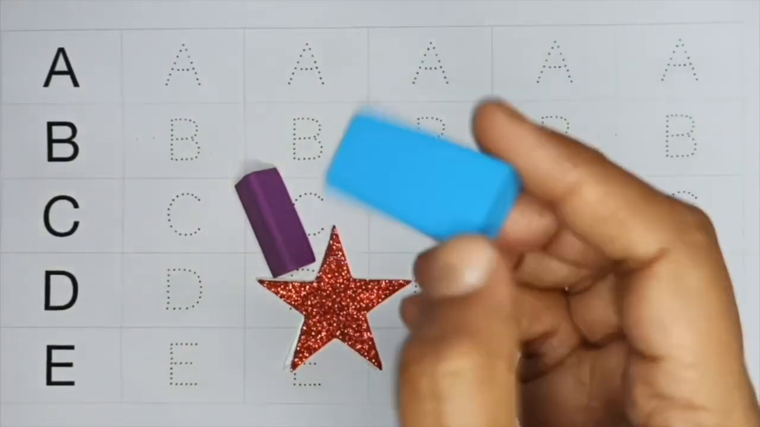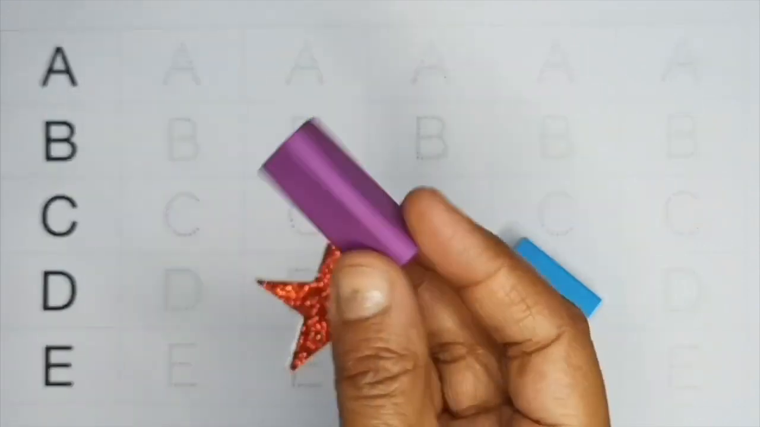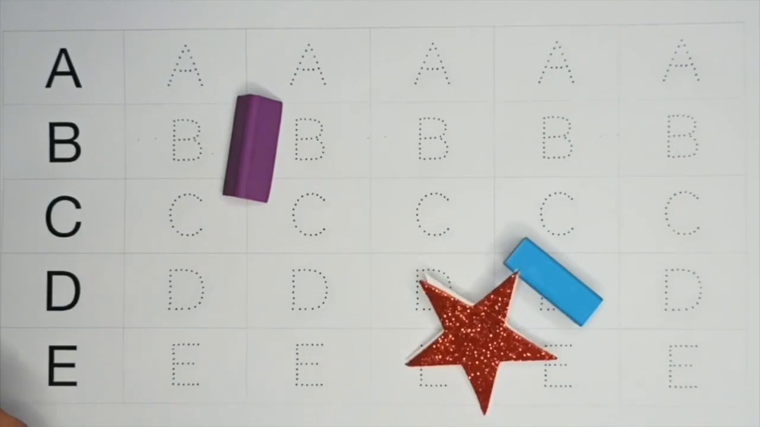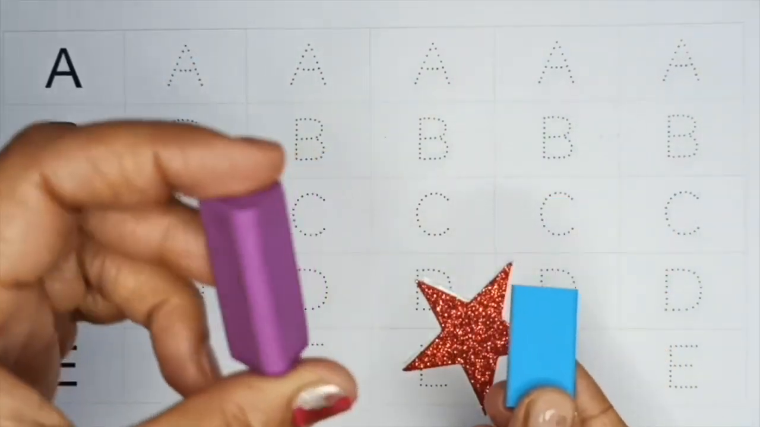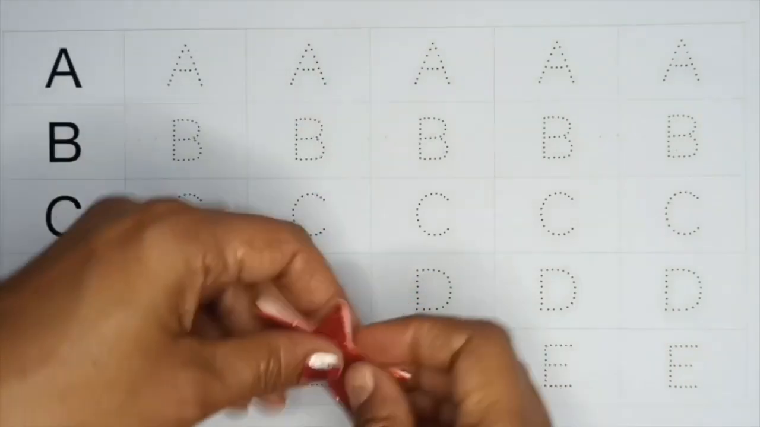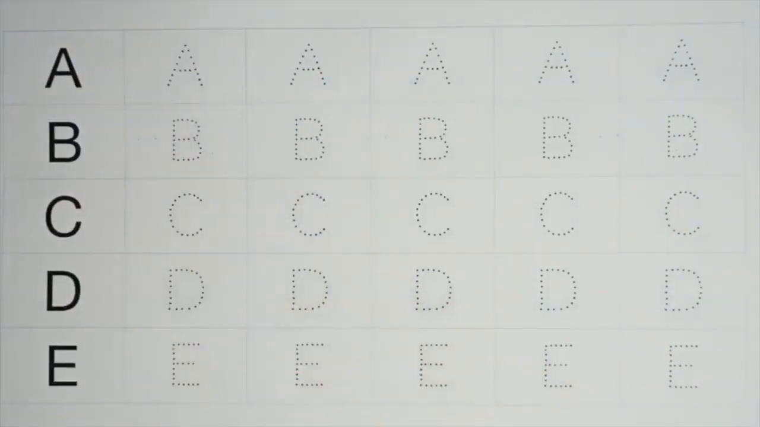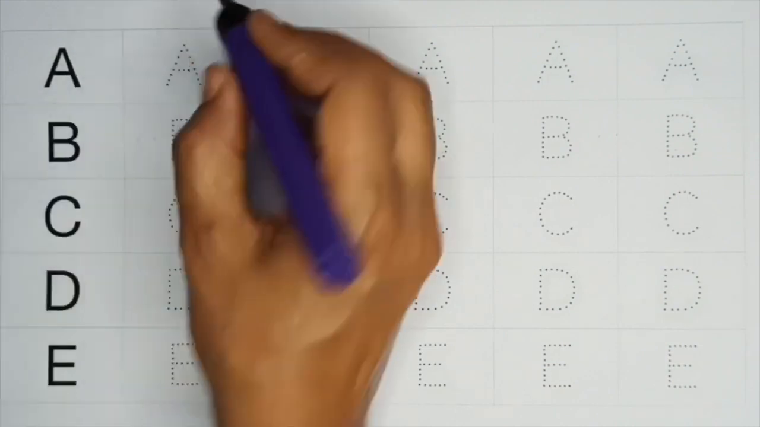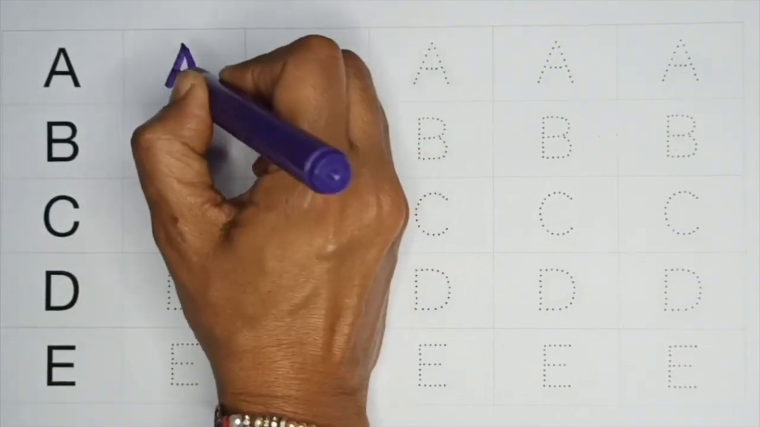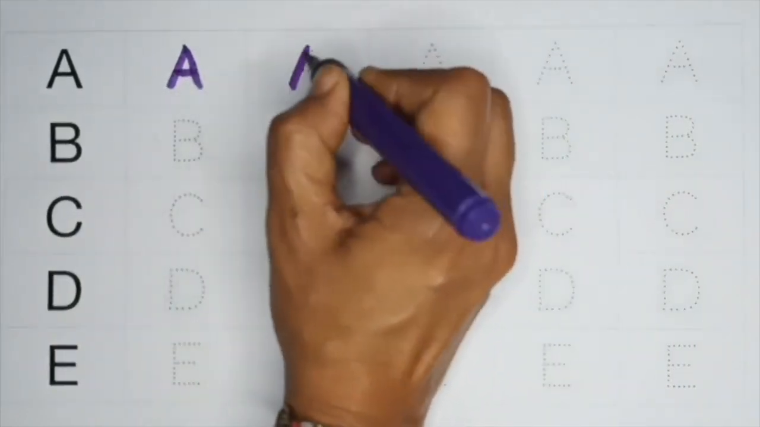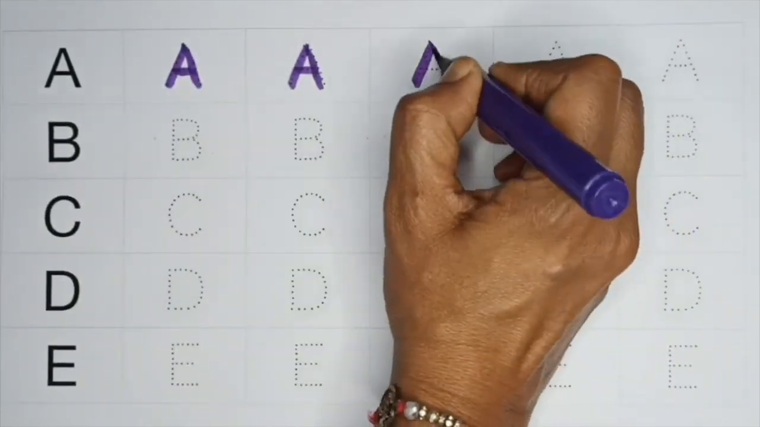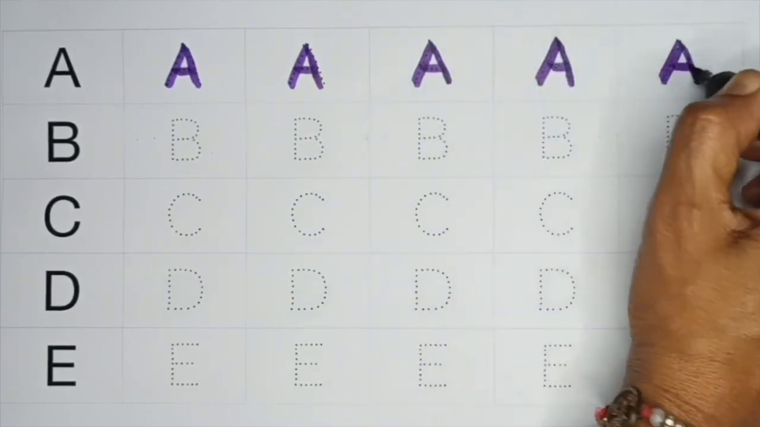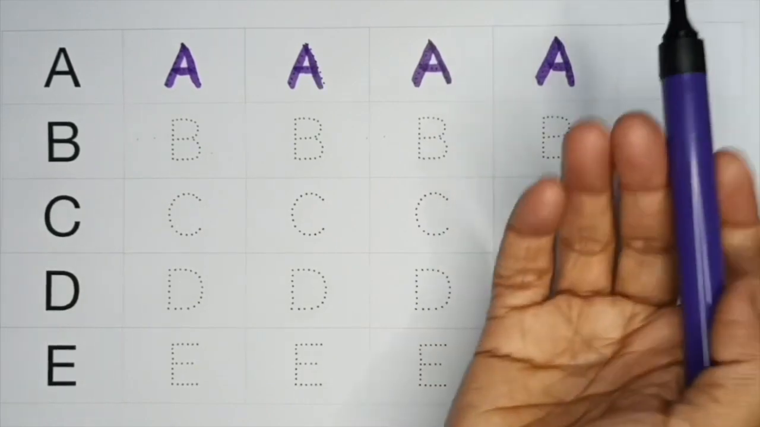Sky blue color. Violet color. Red color. Red. Sky blue. Violet. A. A for apple. A. Violet color. A.